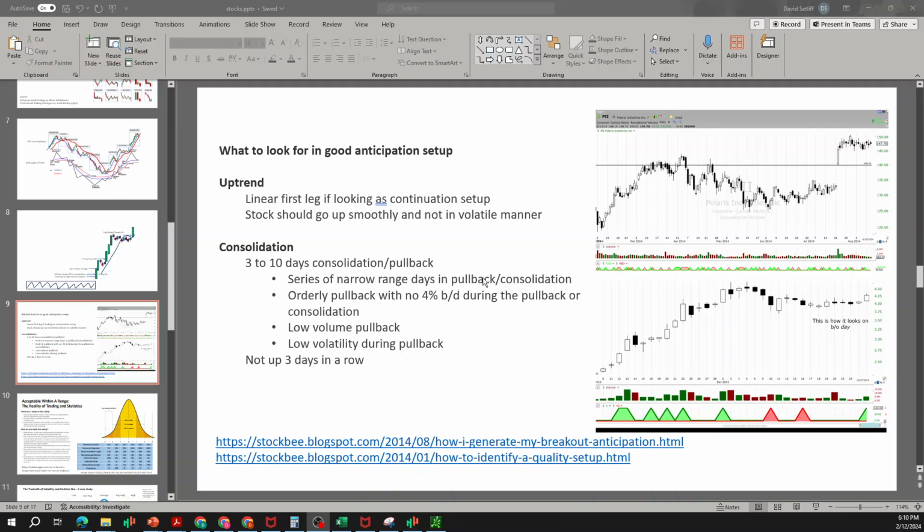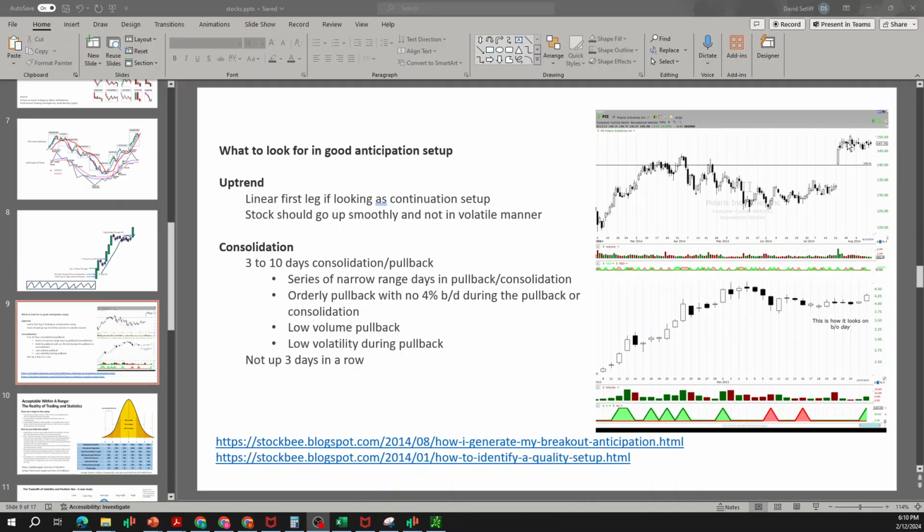It should be a series of narrow range bars. You don't have any 4% breakdowns during the pullback, so essentially not any large selling days. You want it on low volume and low volatility. So essentially, you're looking for a 3 to 10 day pullback or consolidation that's contracting in volatility, contracting in range, and doesn't have a lot of wide, loose, and sloppy action in it. And there are some examples from these pages here.